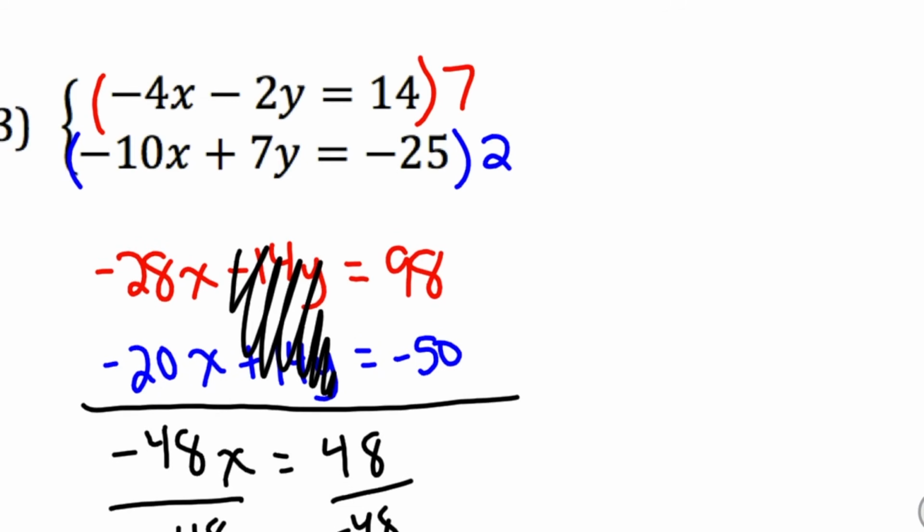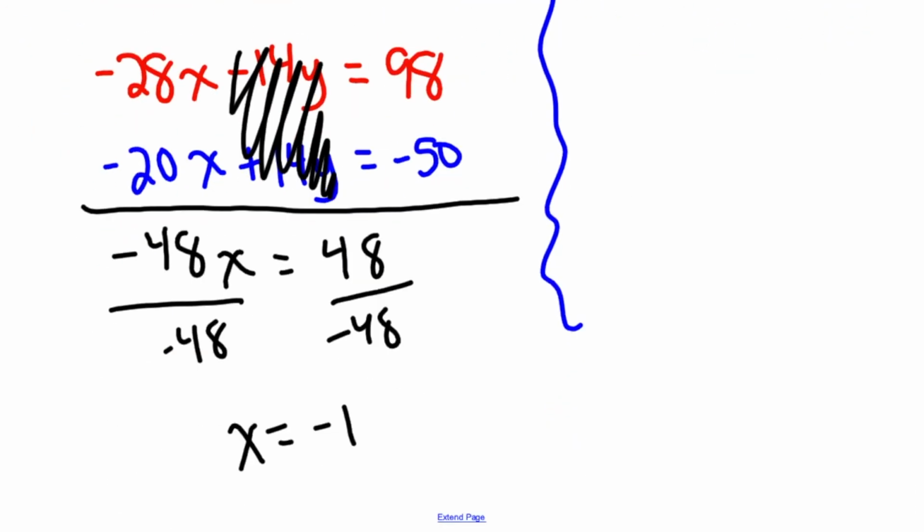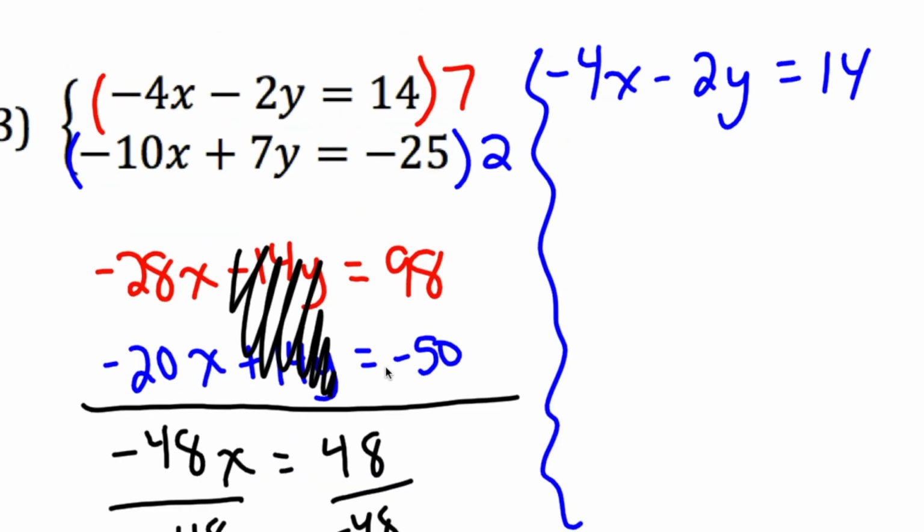Run it back up to the top and plug it into one of them. Doesn't matter which one, take your pick. I like the top one because it has smaller numbers. So I'm going to pick the top equation. Negative 4x minus 2y equals 14. What am I plugging in? Well, I'm plugging in a negative 1 for x. Okay, so let's plug in the negative 1 for x and see what we get.